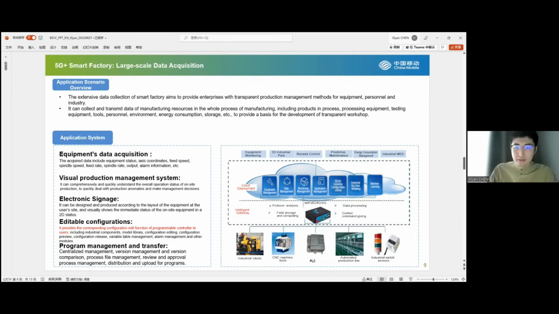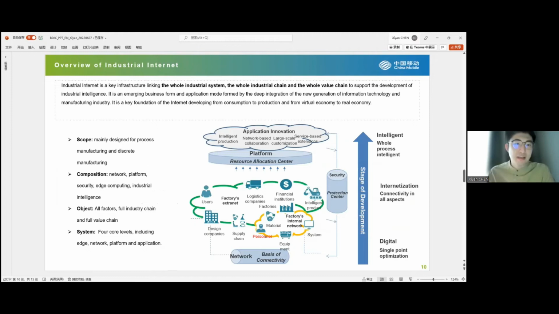And speaking of the industrial internet, which 5G brings us, what is the industrial internet? The industrial internet is the key infrastructure linking the whole industrial system and also the industrial chain and the value chain as well. And it supports the development of industrial intelligence. It is an emerging business and application mode, formed by the deep integration of the new generation of information technologies and also the manufacturing industry.